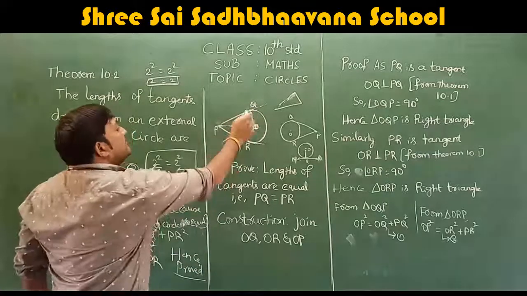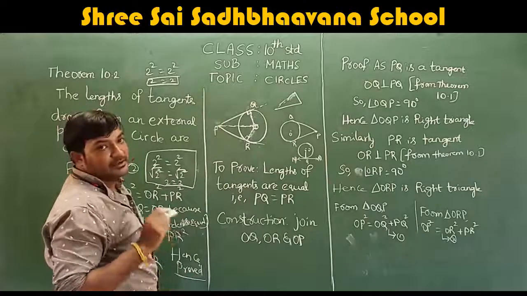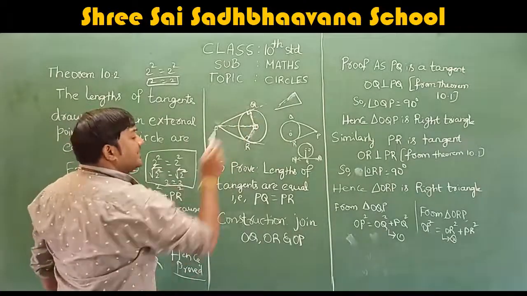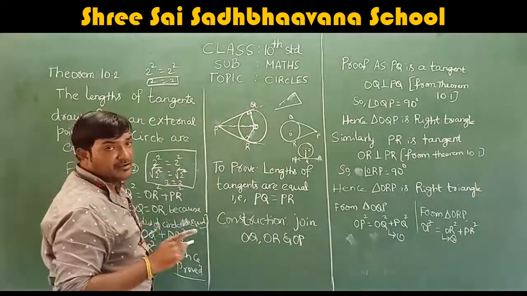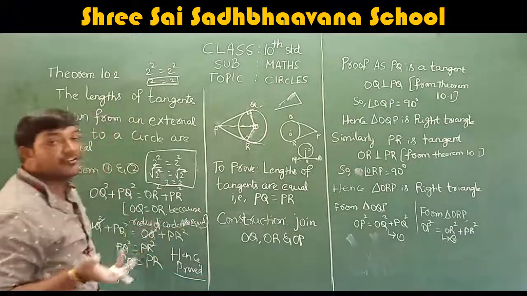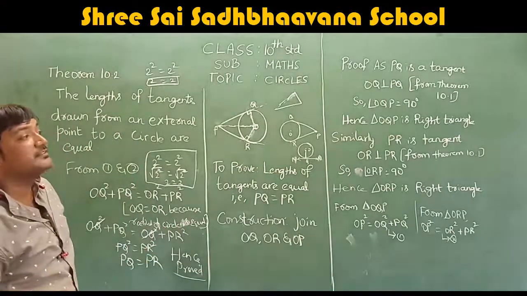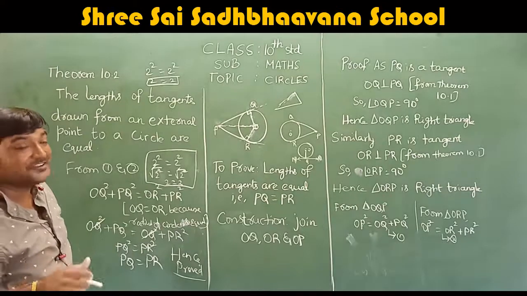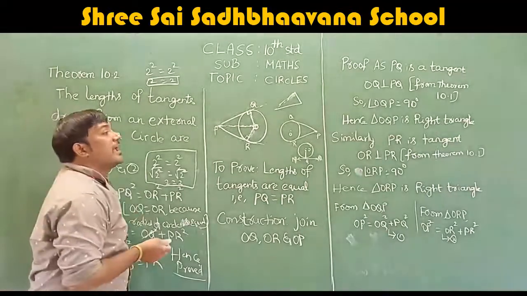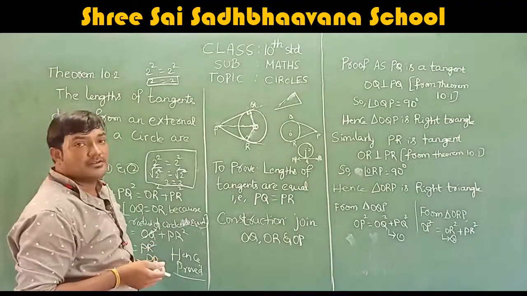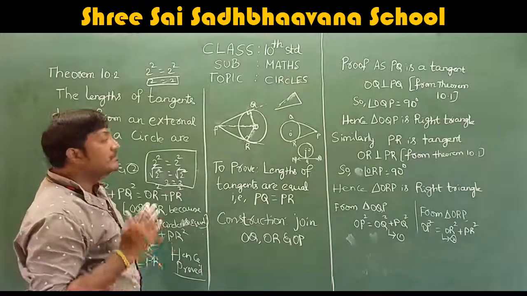So OQP means this angle Q is 90 degrees. And if any one angle of a triangle, in any triangle, is 90 degrees, the triangle is considered a right angle triangle or right triangle. So we can write triangle OQP is a right angle triangle or right triangle.